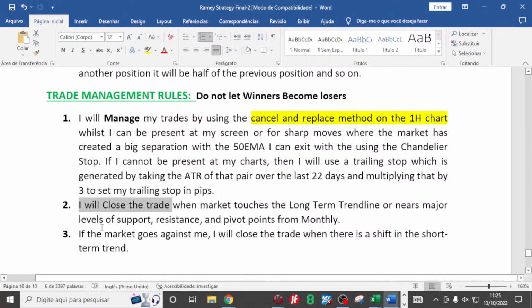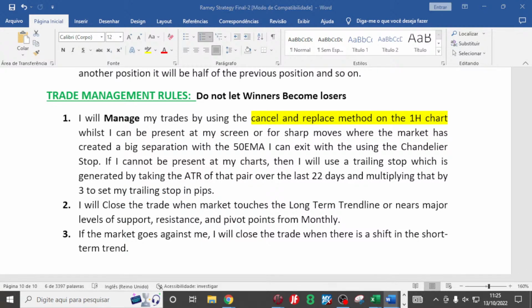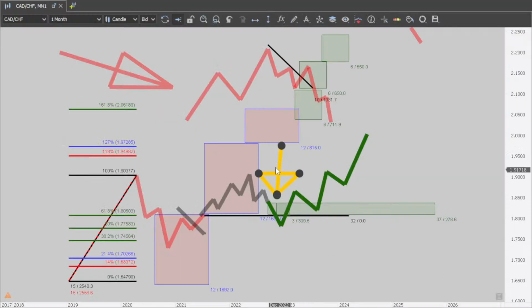And number 3, if the market goes against me, I will close the trade when there is a shift in the short-term trend. So this is what we were talking about. You entered in here, the market was making higher highs, higher lows, higher highs, higher lows. Then the market shifted the short-term trend, so you have 2 lower lows, 2 lower highs, the downtrend is confirmed and you get out of the position.